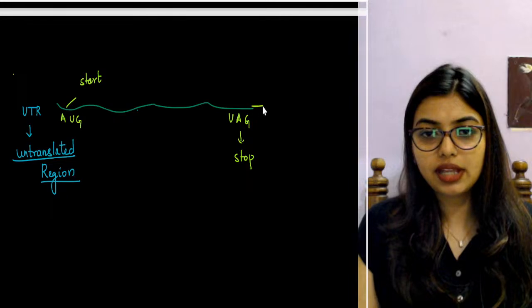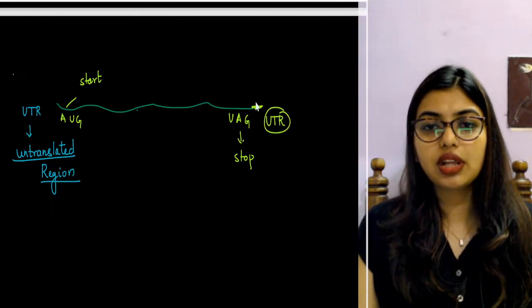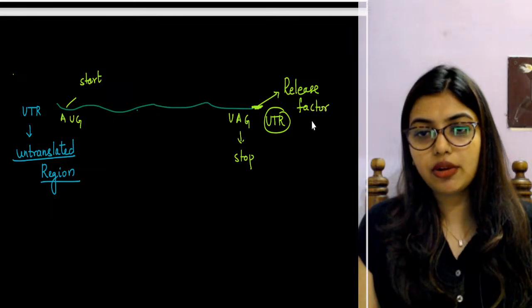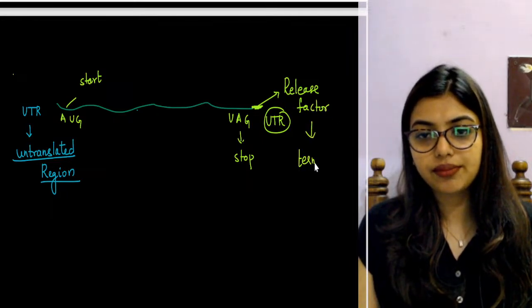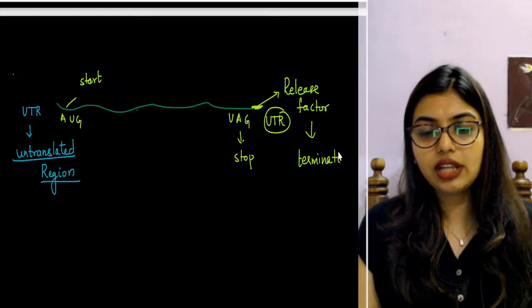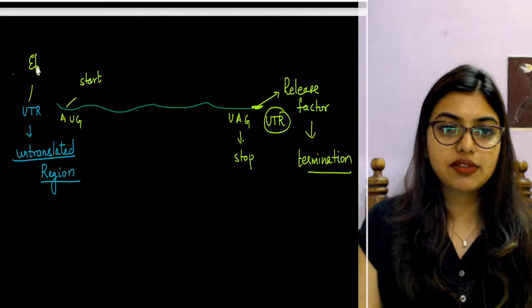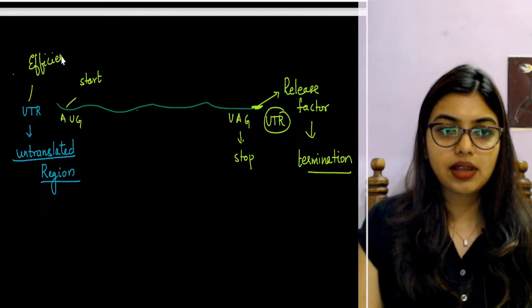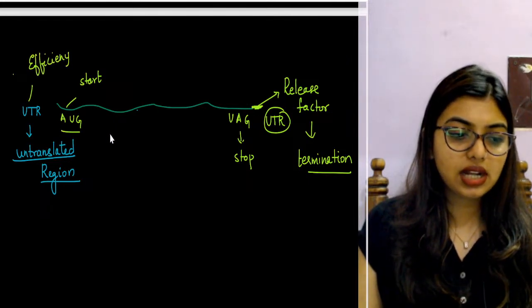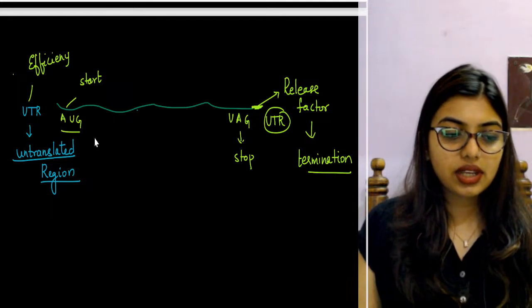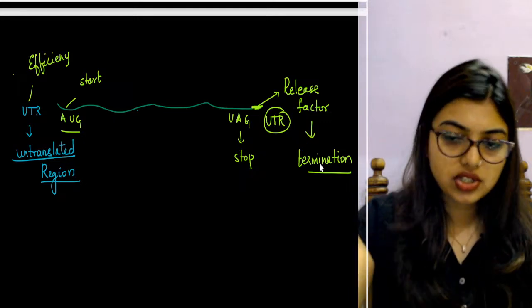After that, who is going to be there? UTR is going to be there. Understood? Other than that, one more person is going to be there. That is going to be the release factor. All these people are going to help in termination. See, UTR is mainly present for efficiency, students. But this is going to be start, and this is going to be stop.